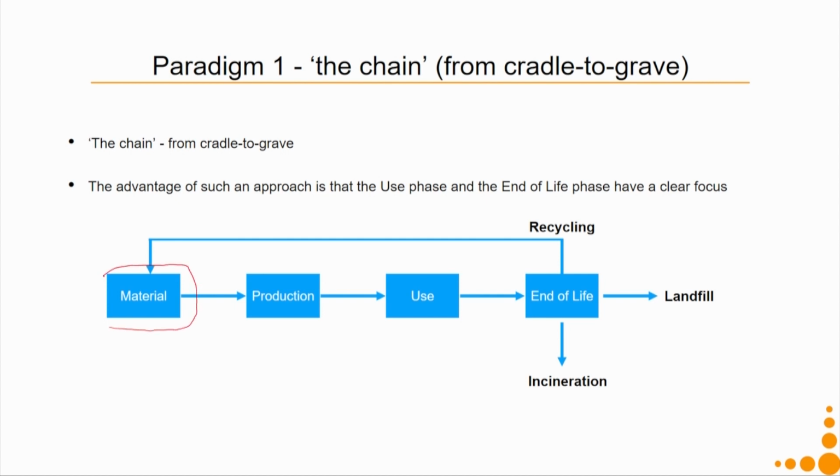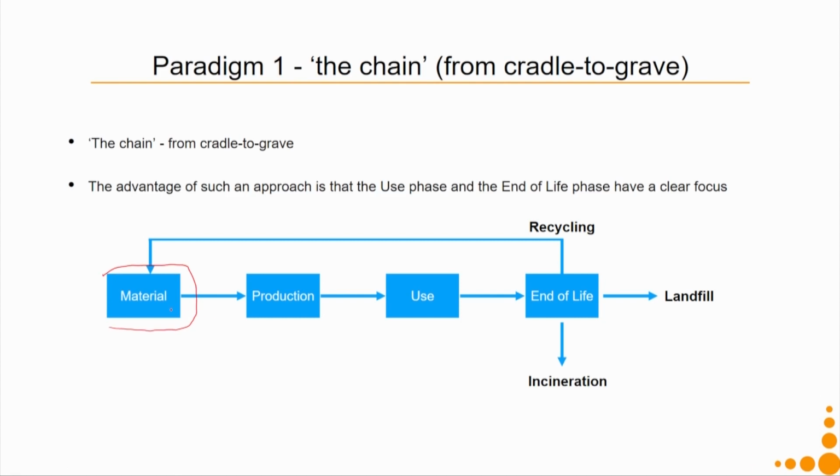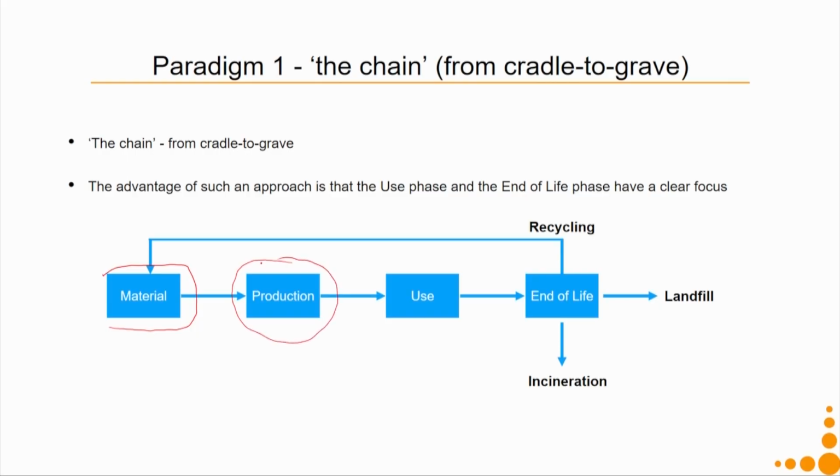So, in my previous example, or let us take another example. In order to make this steel cup, my material is steel. So, my material, that is the cradle from where it comes. So, I have to consider all the extraction related consumption, because it is a fast track LCA. So, I will not do a detailed study of the material extraction phase component by component. What I will do is I will directly take other people's data of LCA with respect to the steel. Then comes the next step, which is the production.